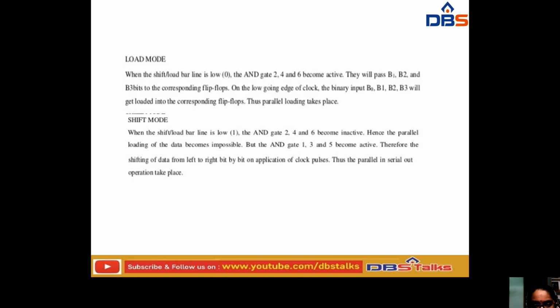Whenever it is shifting from left to right bit by bit on the application of the clock pulses, we can say that the parallel in serial out operation is going to take place.